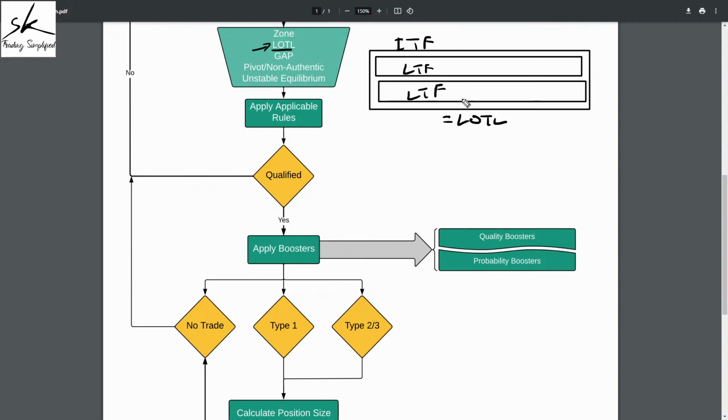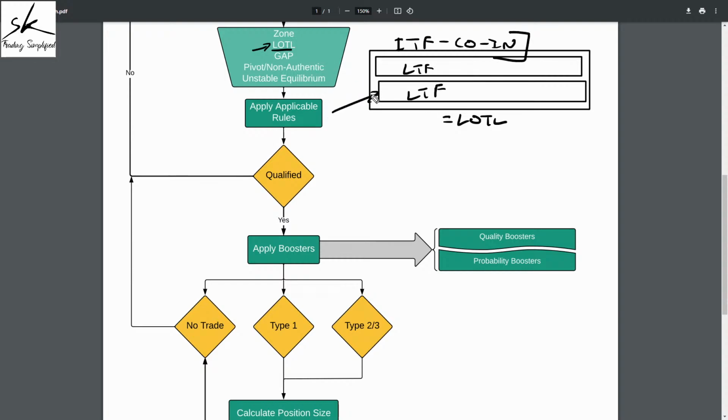Now, to be a case of level on top of level, the first thing we understand from here is that my lower time frame zone has to be inside the intermediate, which is called a coinciding level. So if we have a coinciding level, it might be a case of level on top of level. But if we don't have a coinciding level, it can never be a case of level on top of level. So that is how we'll start.